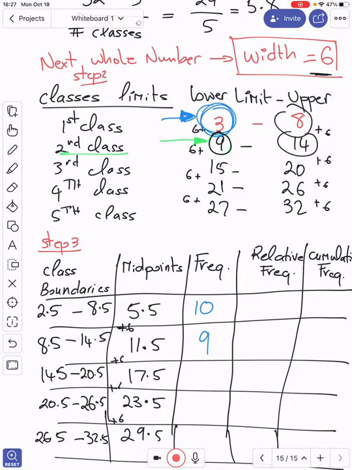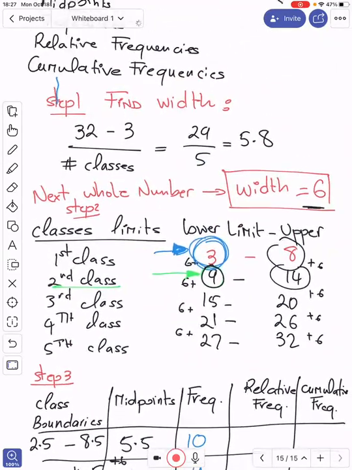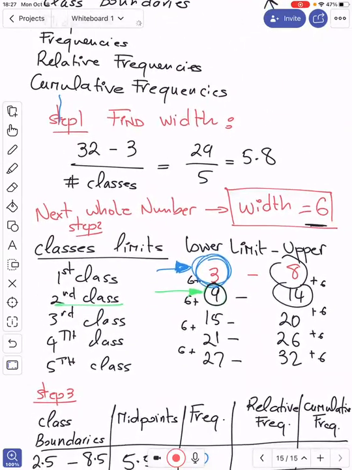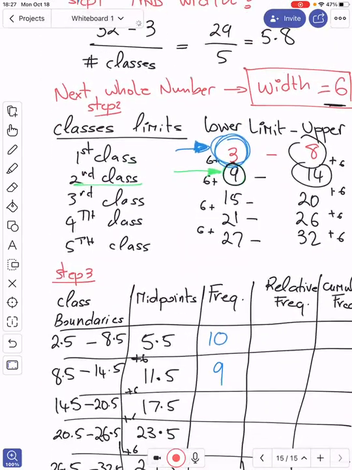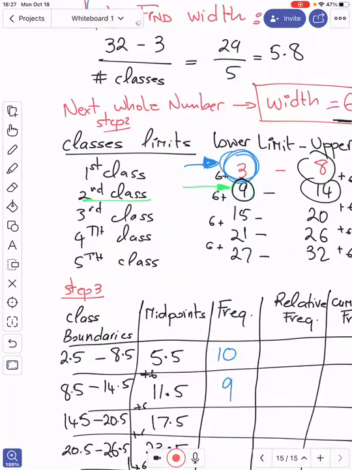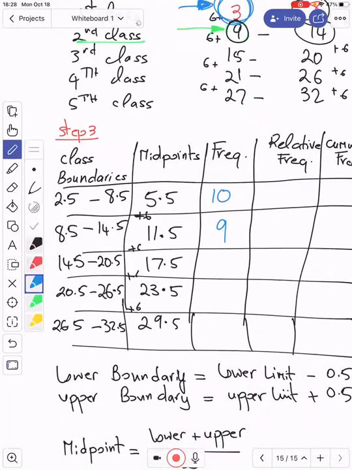So for the third class, it's the number of values between 15 and 20. I think the answer is 4. I have 4 in my notes. Did I miss some numbers again? Yeah, I think I missed some numbers there. Okay, so it's 6.